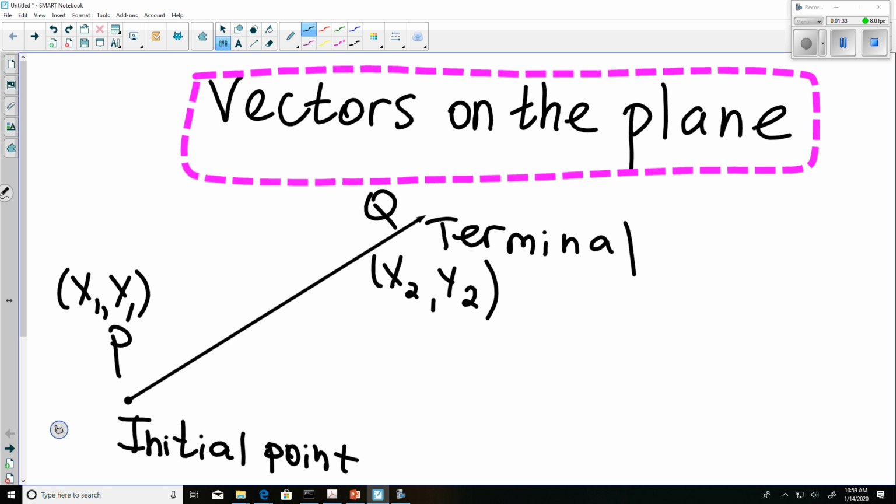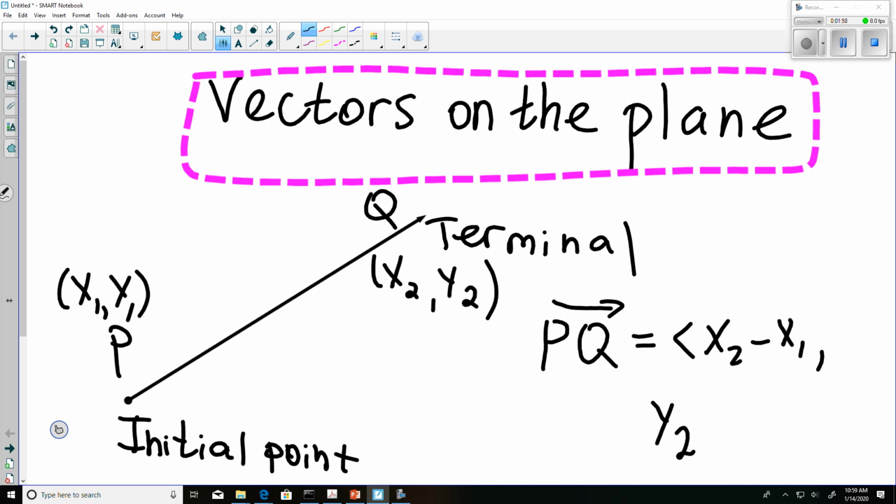Then the vector PQ. If you would like to write the vector PQ in component form, can anyone please tell me the components of the vector PQ? Right, x2 minus x1, the change in x, comma. I don't have enough space, so I'll go to the next line. y2 minus y1. This is the component form. Basically, the horizontal change, comma, the vertical change. Those are the components. You did this in your Khan Academy yesterday.